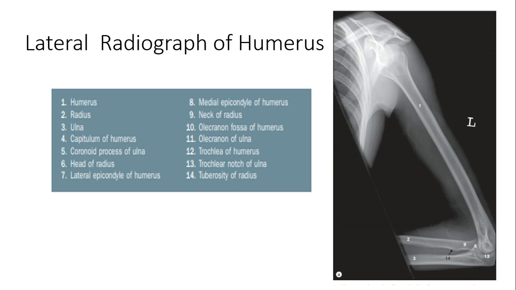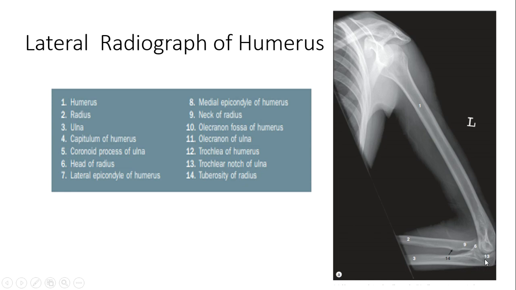Okay, next we go on to the humerus. This is the whole length of the humerus in lateral view. This is the upper end where the head of the humerus articulates with the glenoid cavity of the scapula, forming the shoulder joint, and the lower end of the humerus articulates with the bones of the forearm, which are radius and ulna, and the elbow joint is formed.